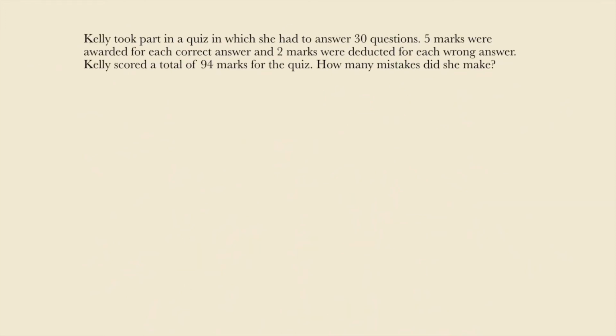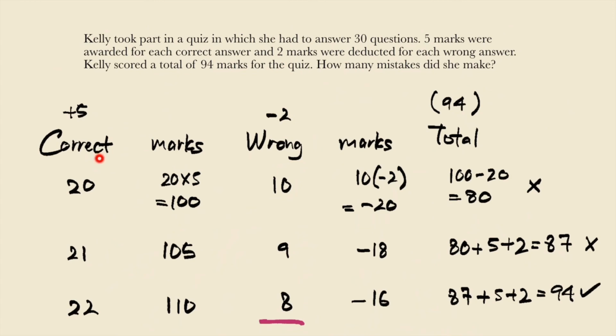Kelly took part in a quiz in which she had to answer 30 questions. 5 for correct ones, 2 taken away for the wrong ones. So total 94 marks. The table therefore looks like this again. Correct answer 5 marks, wrong answer minus 2.